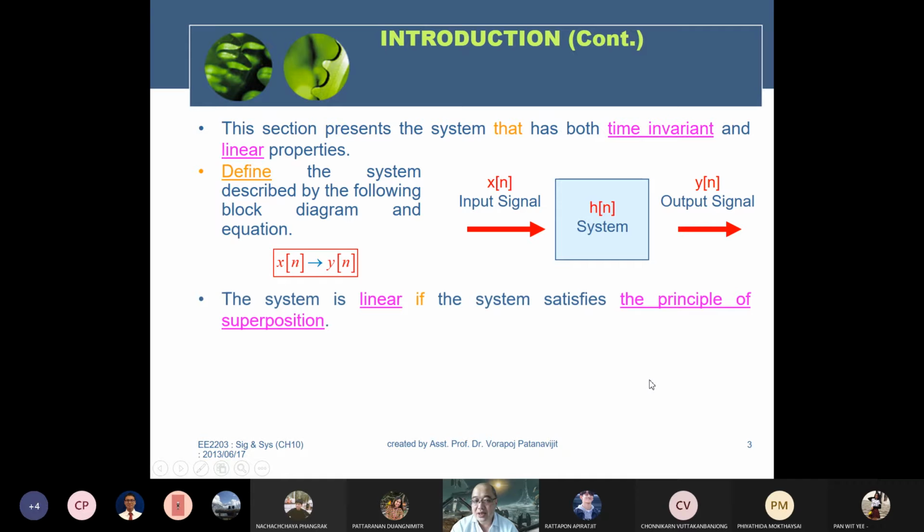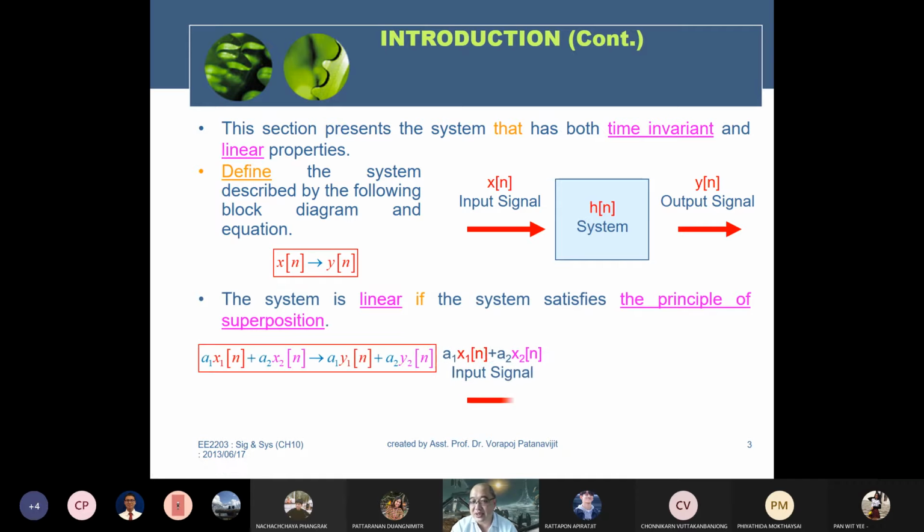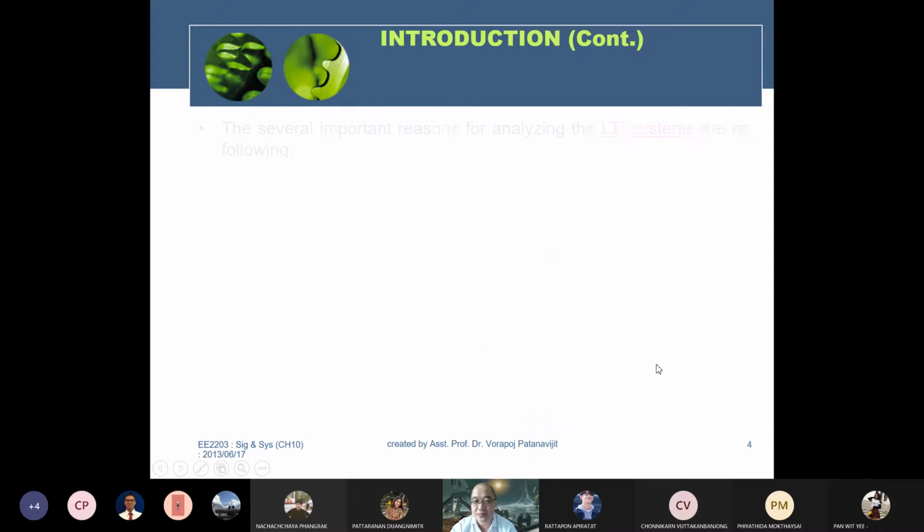For linearity, the system is linear if it satisfies the principle of superposition that we already described in the previous exercise. If you feed x1, the output of the system is y1. If you feed x2, the output equals y2. If you feed x1 plus x2, the output equals y1 plus y2. Even if you multiply by constants, a1 and a2 will be carried through in the same manner.